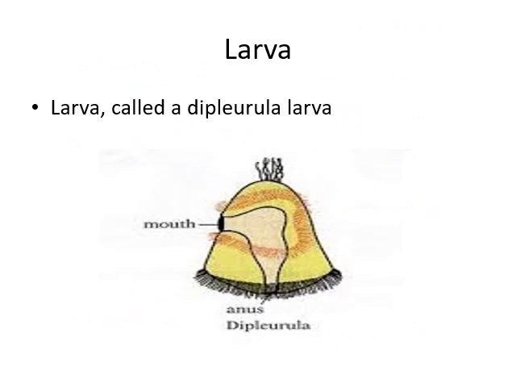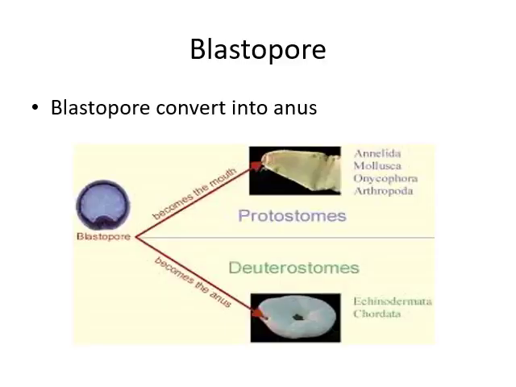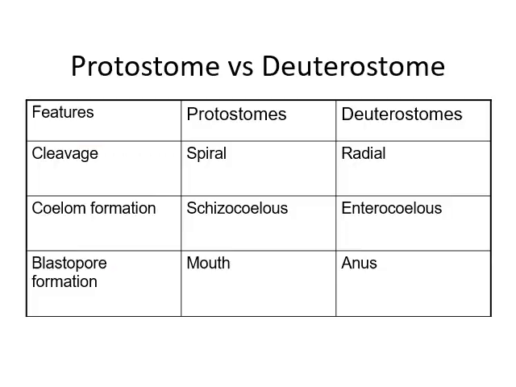Now here is a larva, that is the Dipleurula larva. Just consider the trochophore larva. The trochophore larva is top shaped and the Dipleurula larva is a little bit different. Then blastopore. Blastopore converts into the anus.